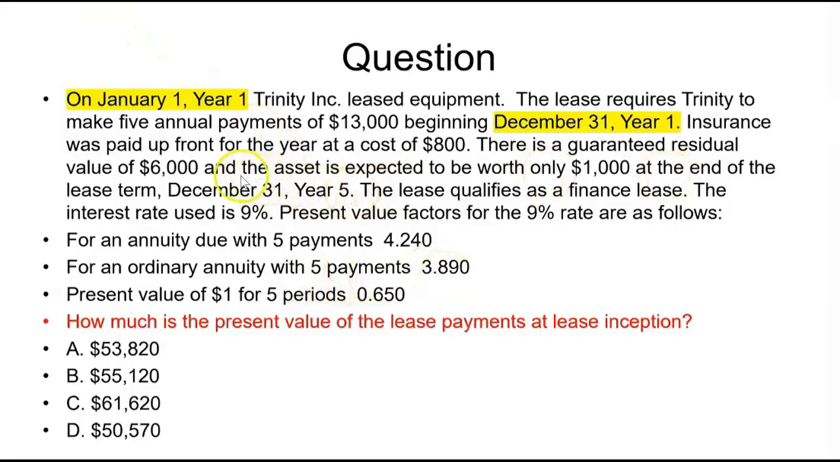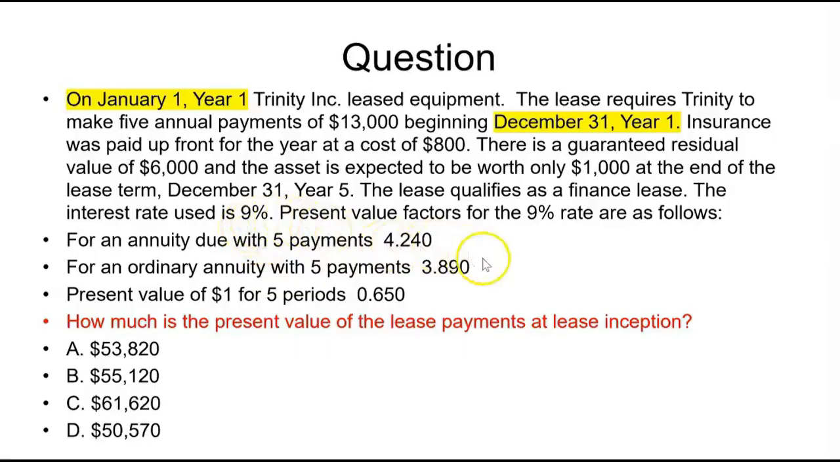They tell us insurance was paid up front for the year at a cost of $800. We'll expense that. Don't include that as part of the present value of the lease payment. There's a guaranteed residual value, though, of $6,000, and the asset is expected to be worth only $1,000 at the end of the lease term. So that means Trinity is guaranteeing $5,000 more because it's expected to be worth $1,000, and they've got to return it with a value of at least $6,000. The lease qualifies as a finance lease. The interest rate used, 9%.